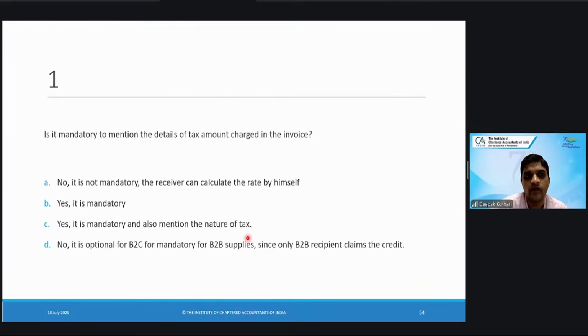Then, okay, dynamic QR code. So now we understood invoice, we understood e-invoice. We'll take up some MCQs so that now you can participate effectively. Okay. I want active participation here.